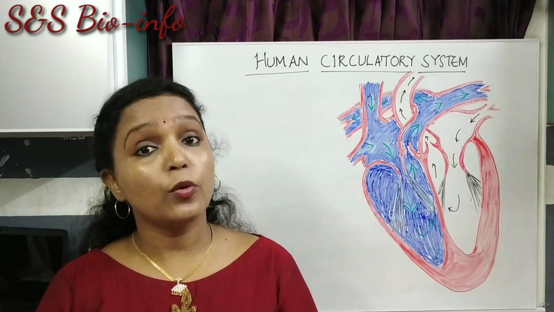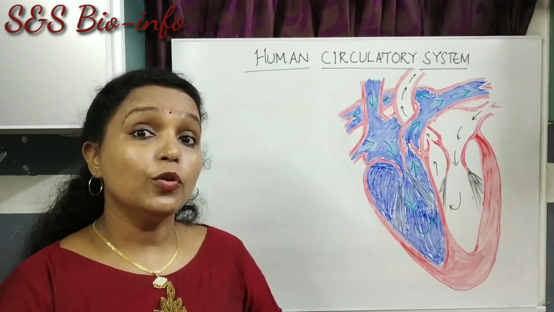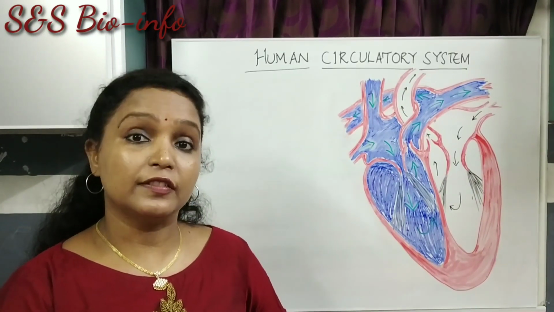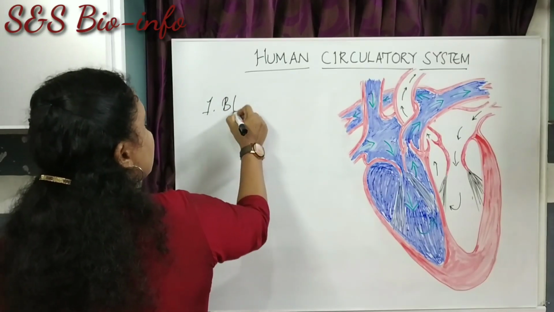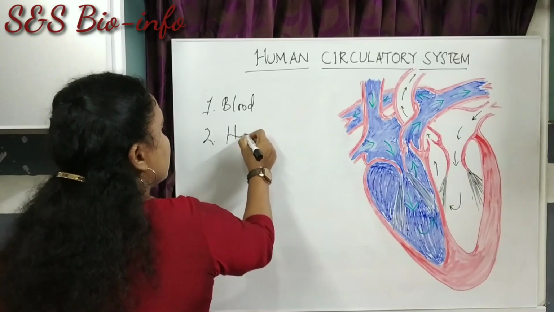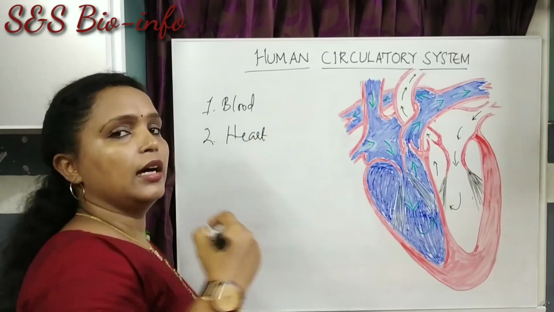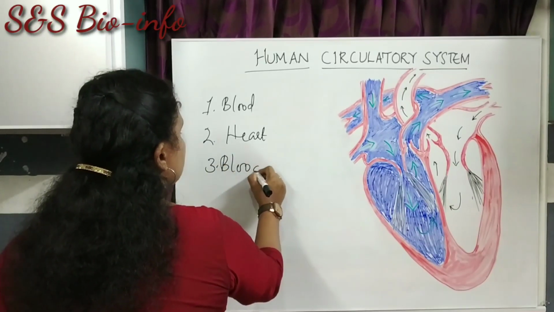Now let's learn more about the structure of the human circulatory system. The human circulatory system consists of three components. The first one is blood, the second one is the heart, and the third one is blood vessels.